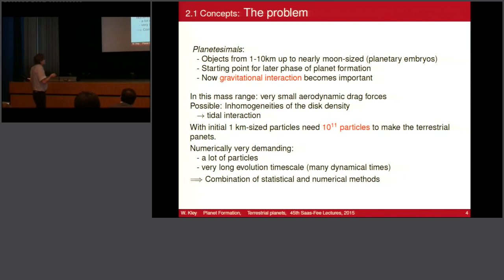And so how do you model this? If you start out from 1 kilometer sized objects, and want to grow them to a full-fledged planet, you need something like 10 to the 11 particles or even more. And this, of course, is a numerical endeavor, which is very difficult to solve. Only very few people can do 10 to the 11 particles, maybe cosmology or something, with very simple n-body methods there. So you have two different types of approaches here. You have direct numerical methods, or you have statistical methods to solve this. I will come back to that.